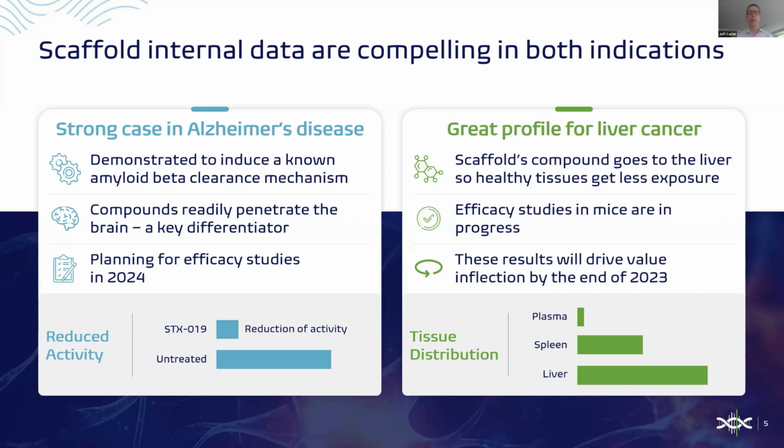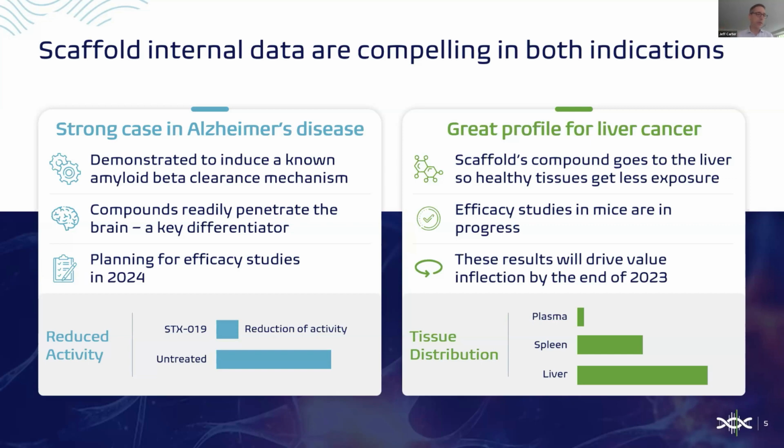Now in liver cancer, it's a little bit different. The first thing to know about metal-3 as a gene that we target is that it's everywhere in your body. So what we need to make sure of is that we don't too heavily reduce the activity of metal-3 in healthy tissues. We really focus on going after the disease tissues. So you can see on the bottom right where the compound goes in an animal, right? Not much of it goes to the plasma. Some of it goes to the spleen, which is pretty normal.